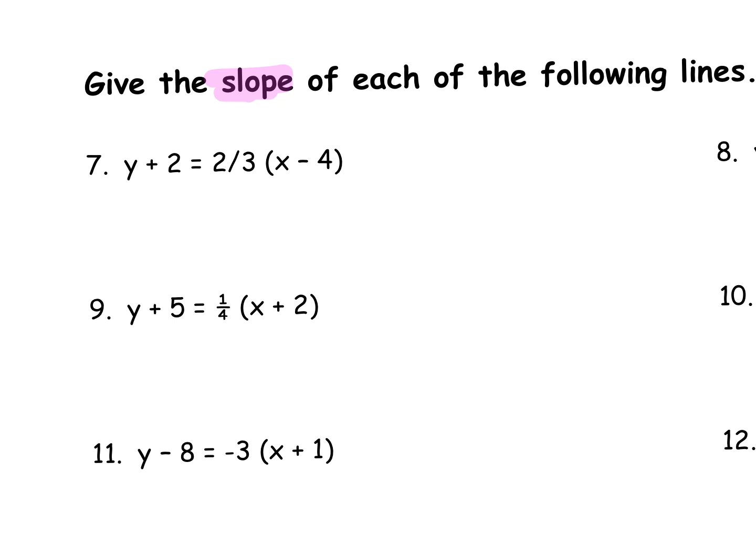So remember how point slope form works, right? We've got y minus y1 equals m times x minus x1. So what letter is being represented by the slope? What letter do we use? Don't tell me a number. What letter is the slope? That's m, right? Has been, always will be.